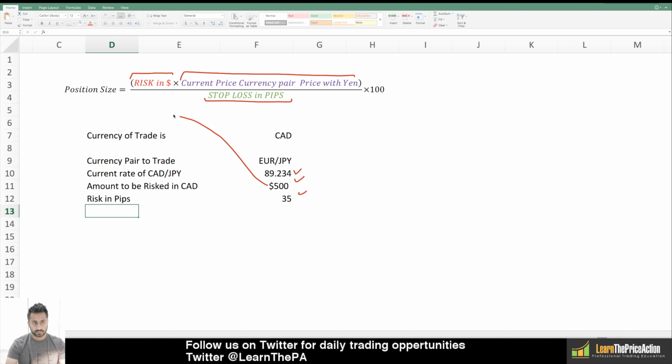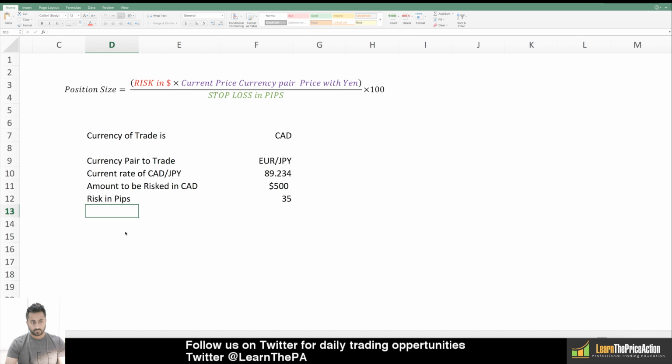This is your currency in risk, that's your existing price, and that's your stop loss in pips. So we have all the three values. All we got to do is just plug it in the formula, and you're good to go.